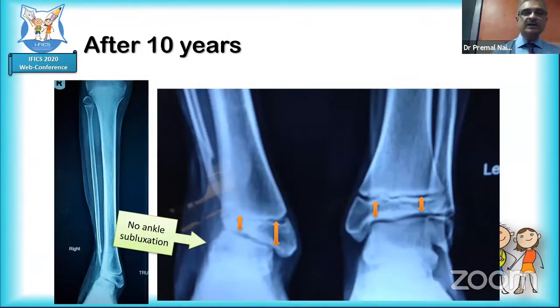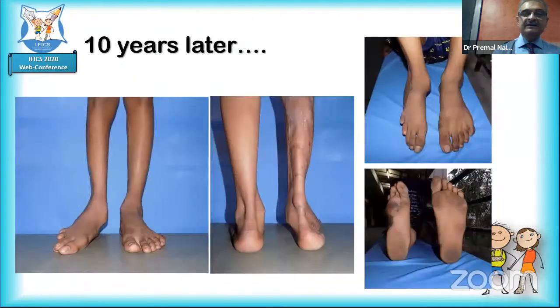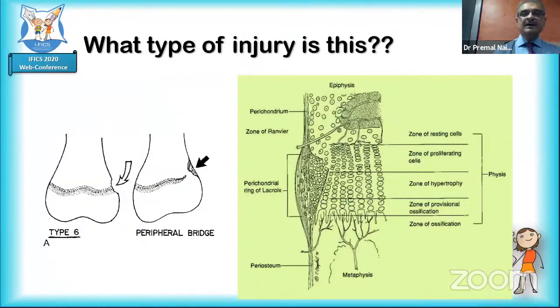Yeah. So fortunately, even 10 years down the line, this child doesn't have any ankle subluxation. But if you look, there is significant growth on the medial side and on the lateral side there is very little growth. This is how the child looks 10 years down the line. Some missing toes, significant ankle valgus, a lot of skin graft taken. And probably this is a type 6 injury.